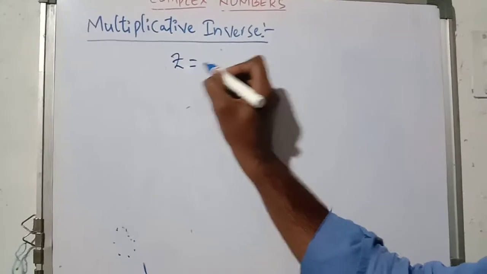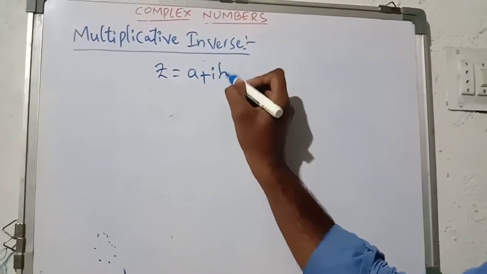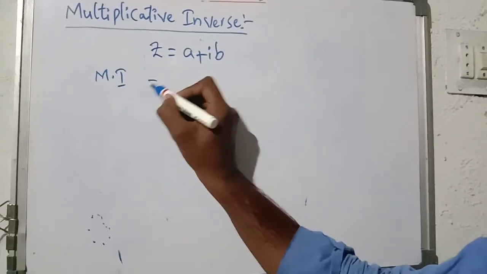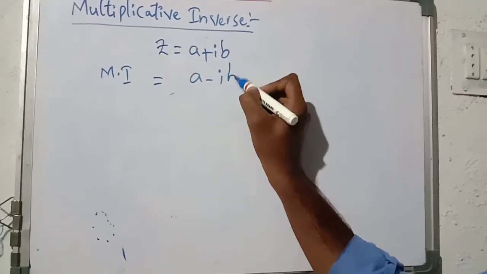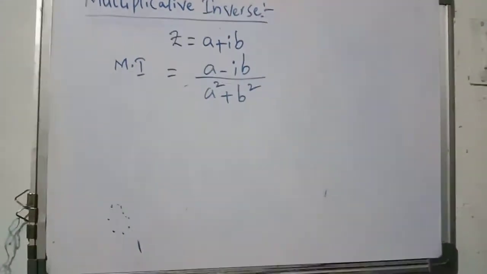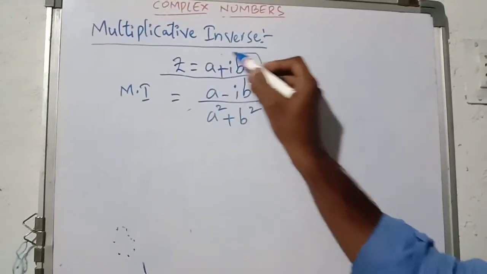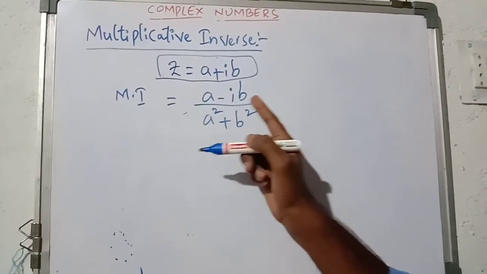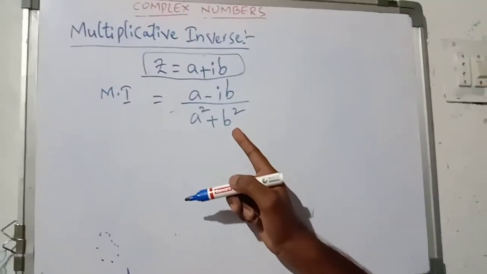Okay. Next, multiplicative inverse. Take the given complex number z equals a plus ib. Now the multiplicative inverse formula is: multiplicative inverse equals (a minus ib) by (a square plus b square). So if the given complex number is z equals a plus ib, the formula for the multiplicative inverse is (a minus ib) by (a square plus b square).